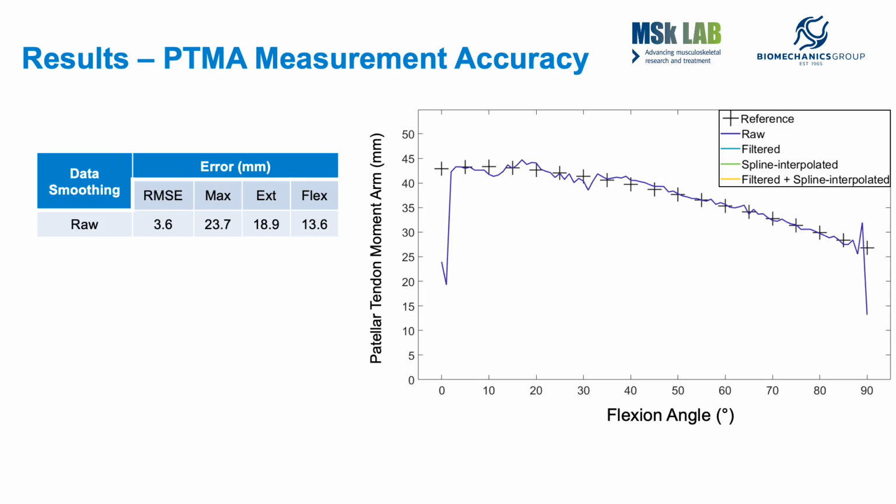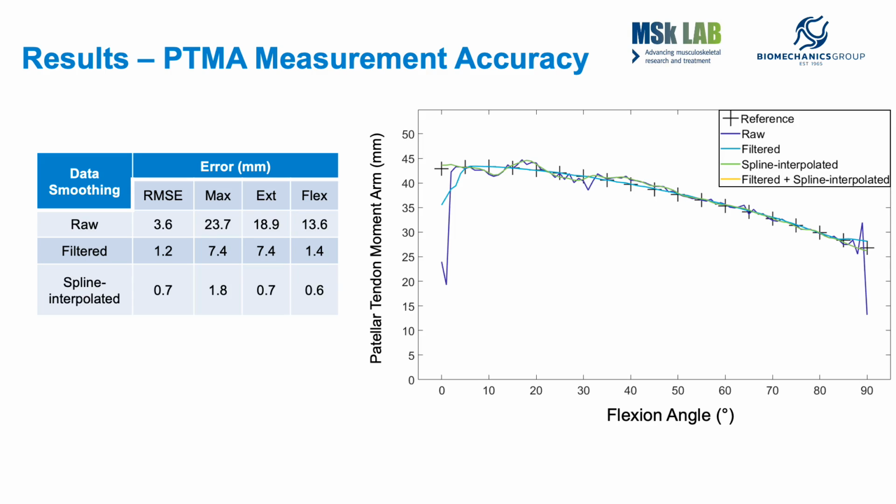Use of unprocessed kinematics resulted in large errors in PTMA calculation. Filtering improved accuracy in the mid-range of motion, but large errors remained near full extension and flexion. Spline interpolation enabled accurate measurement at the limits of motion, but errors in the mid-range remained over 1 mm. Combined filtering and interpolation reduced error to below 1 mm over the entire range, crucially including terminal extension and flexion.